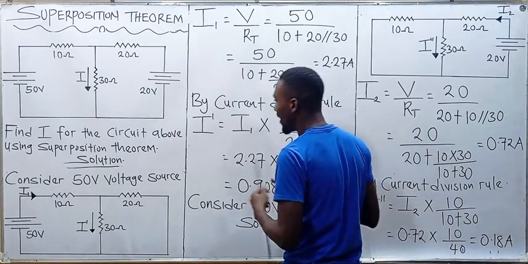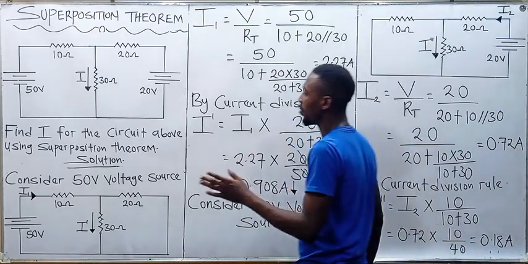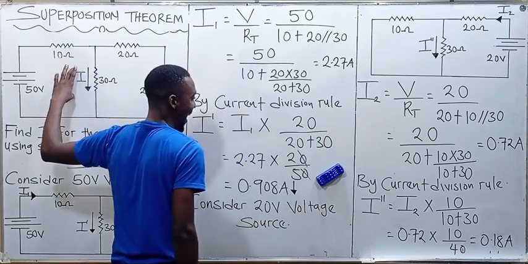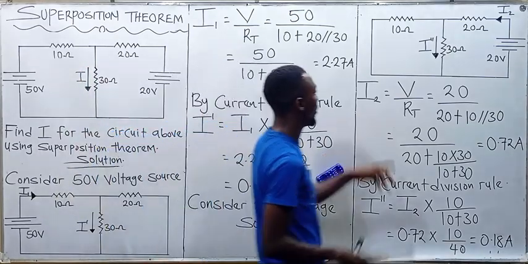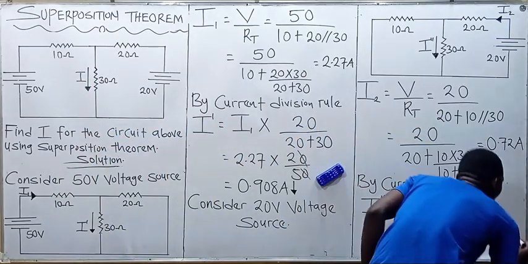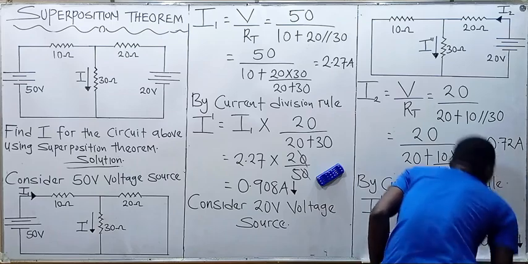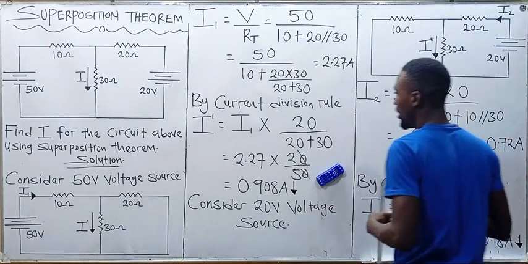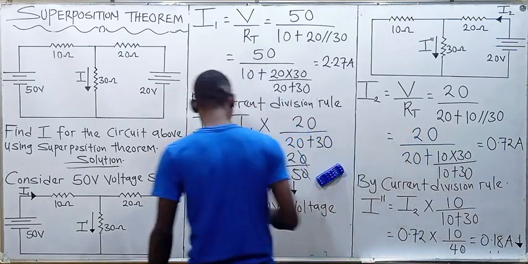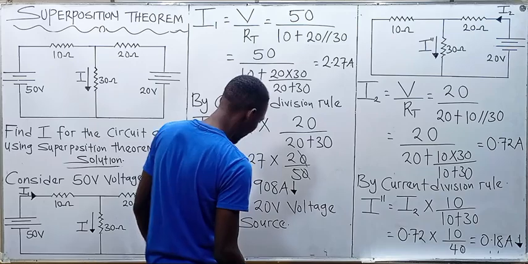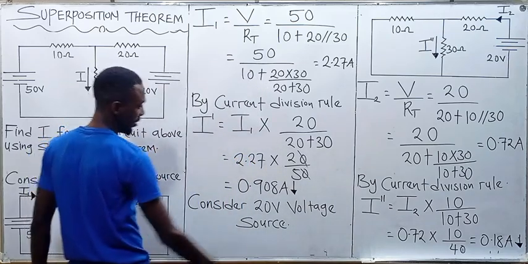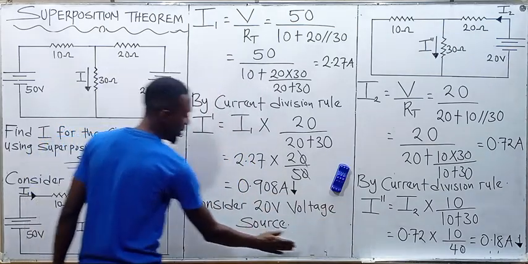But don't forget that the value we want to calculate here is what? Is I. And what is the direction of our I2 here too as well? Direction is downward. So since both directions are downward, it shows that we are going to add the two together. So let's just put it down here.